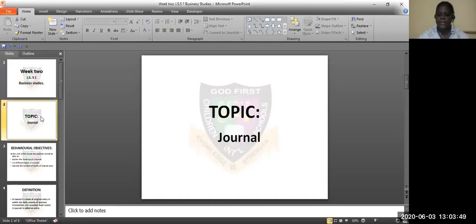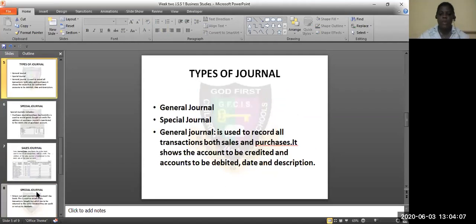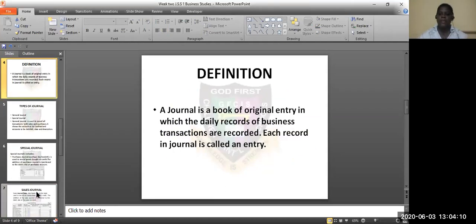Journals. At the end of the day, the student should be able to explain the meaning of journals, list different types of journals, and identify the content of book of original entry. What is journals? Journal can be defined as the principal book of original entry, where daily records are being recorded.